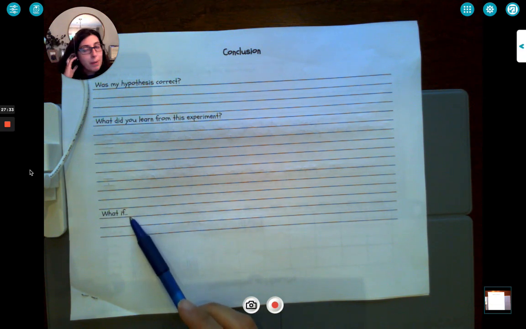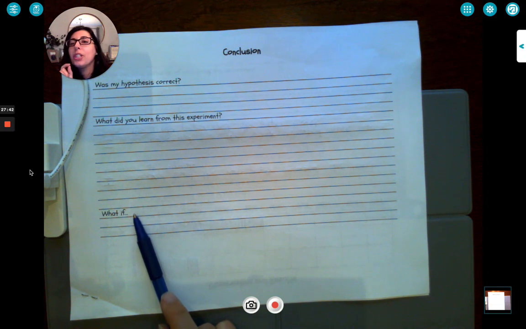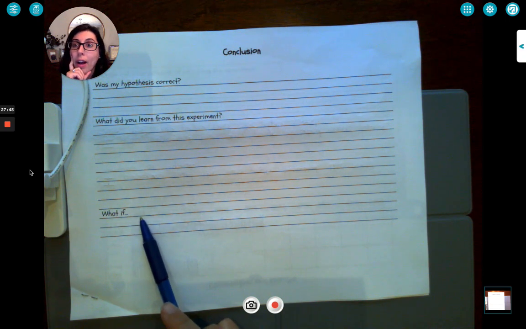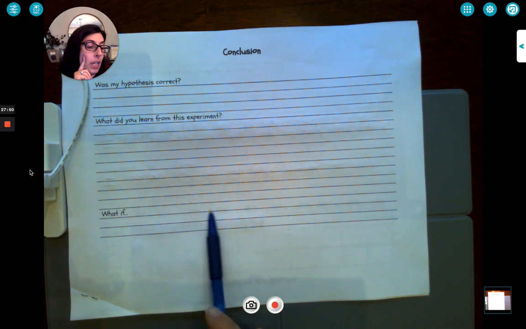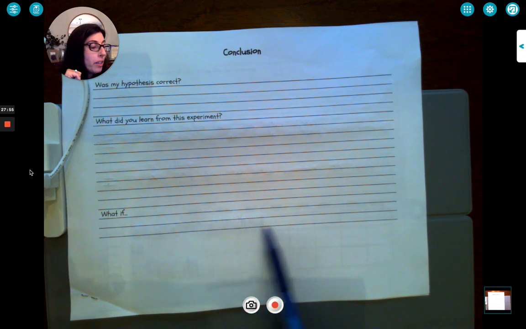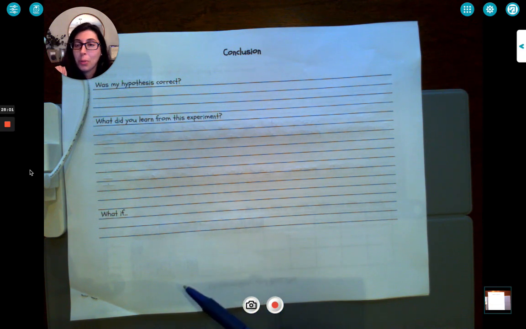Now, the what if, my absolute favorite part. What if we tried this experiment, but in a slightly different way? What if we changed just one variable, just one part of this experiment? So I could say, what if I repeated this experiment using a washcloth? Or what if I repeated this experiment using a towel? Those could be some what ifs. Think of your own what if.